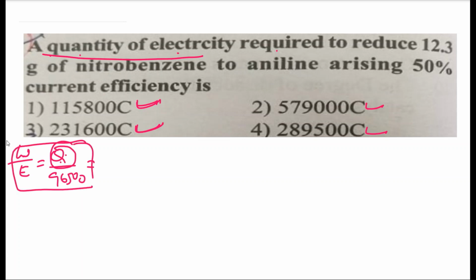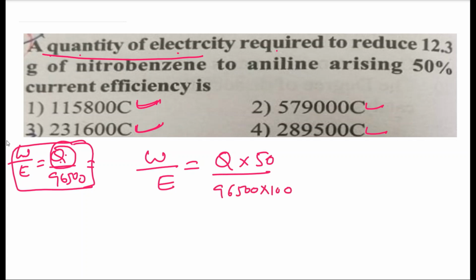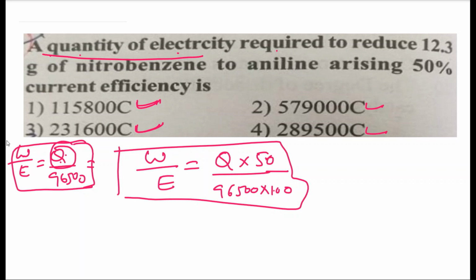This formula is applicable for 100% current efficiency. Suppose you want to calculate for 50% current efficiency, then W by E is equal to Q into 50 by 96,500 into 100. 50% means 50 by 100, so this formula you have to use. The weight is given already, 12.3 is equal to Q into 50 by 96,500 into 100. Q only you have to calculate.